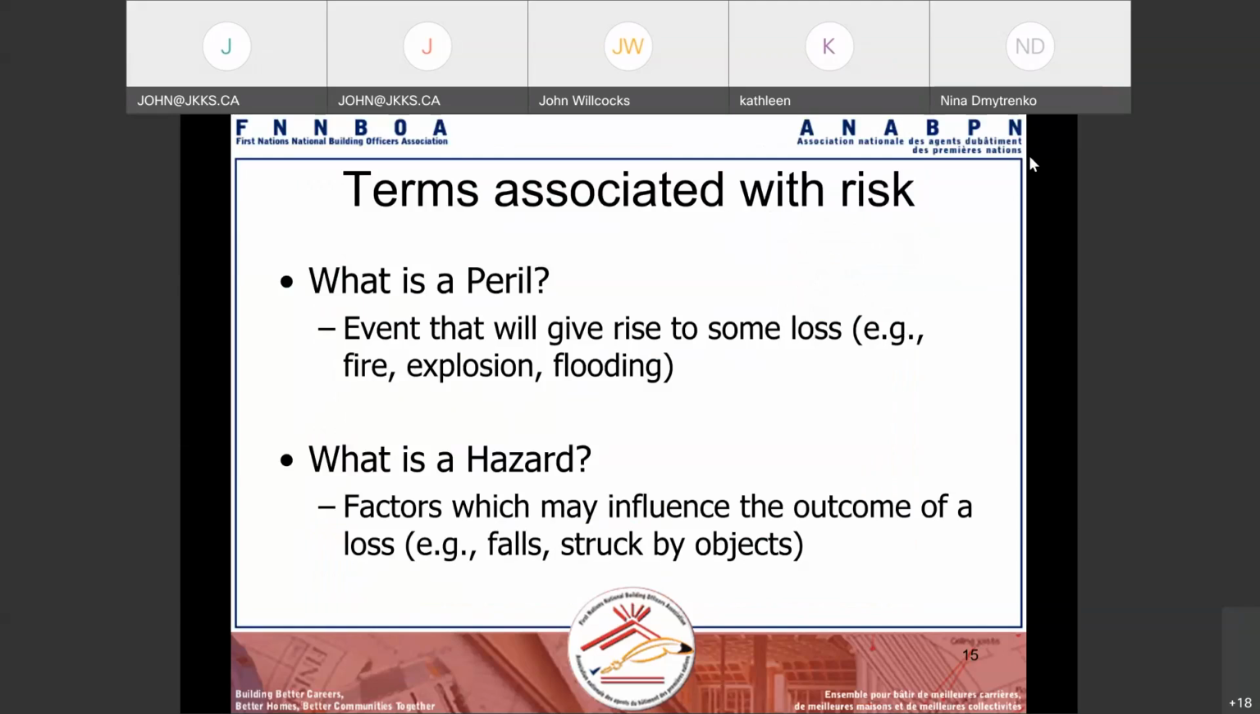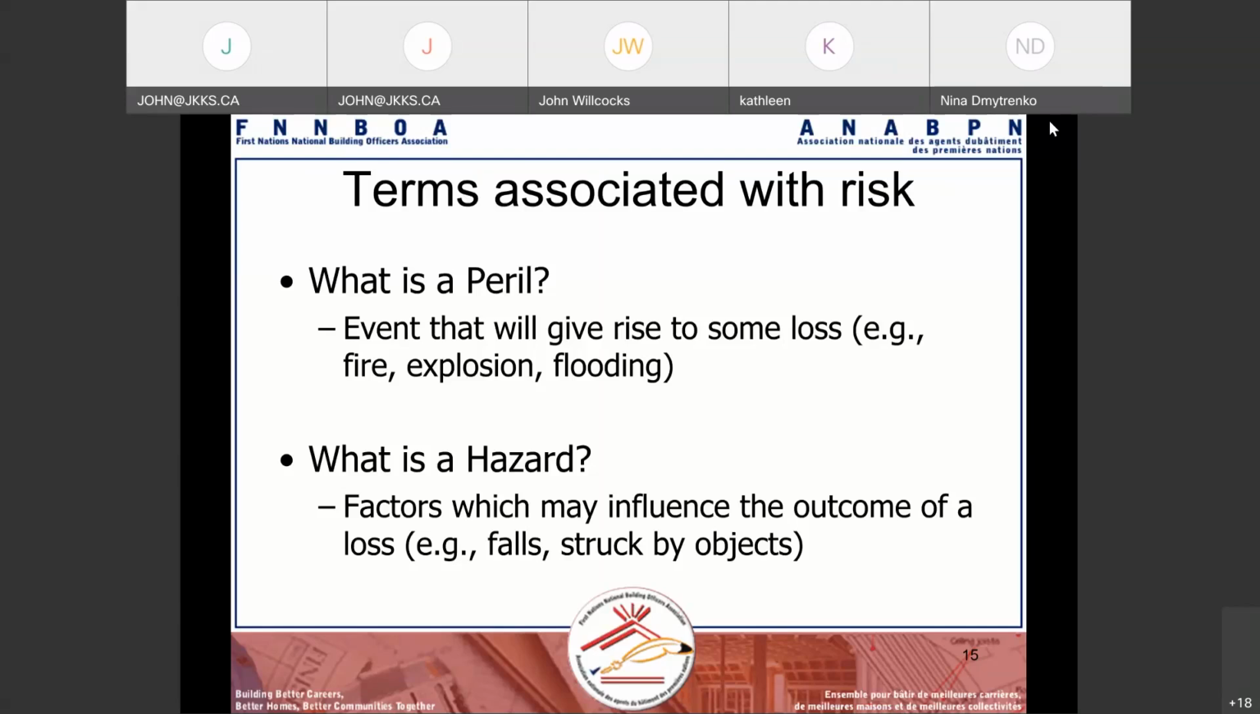So basically, when we look at risk, there's two terms that generally come up all the time. One of the terms is, what is a peril? Generally a peril, when you're talking about risk, is the event that will give rise to some loss. So for example, flooding, explosion, fire, the act of God scenarios fall under peril situations.